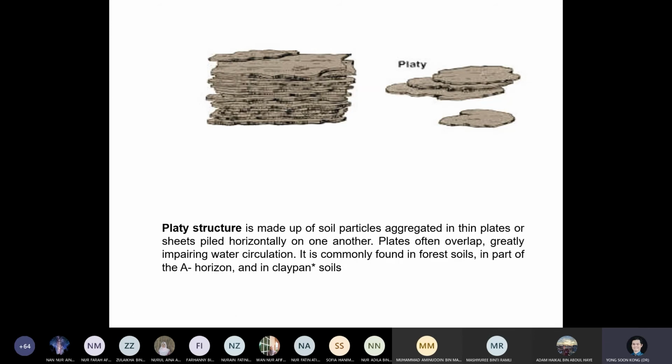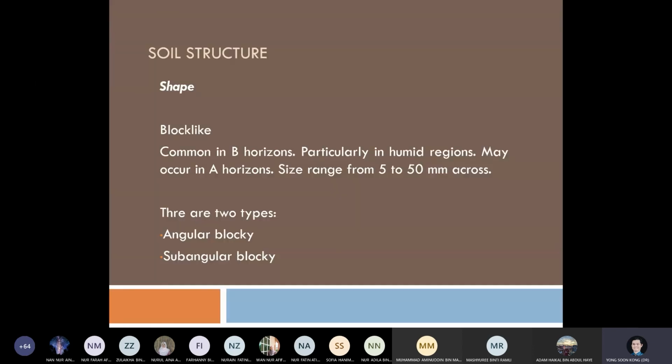Of course, with this texture, over a long period of time, with pressure and also heat, they might continue and proceed into the formation of sedimentary rock, because sedimentary rocks look more or less like this. Only sedimentary rock is cemented, so it will have layers, but it is harder than this one. This one is still soft, the platy soil structure.